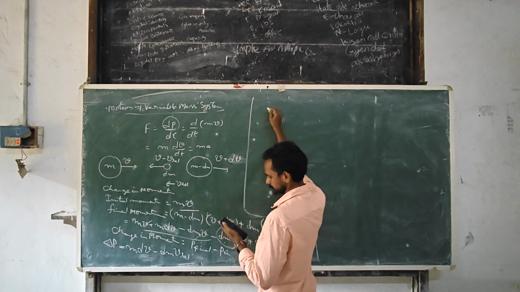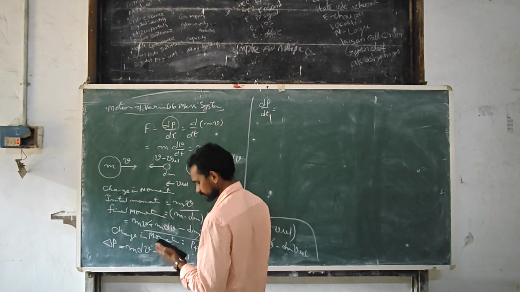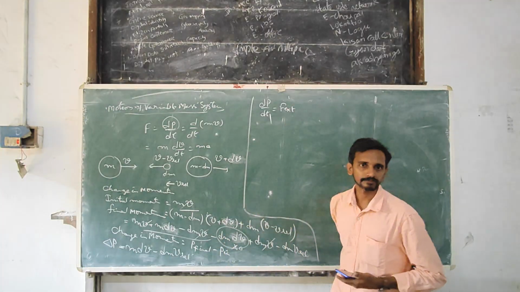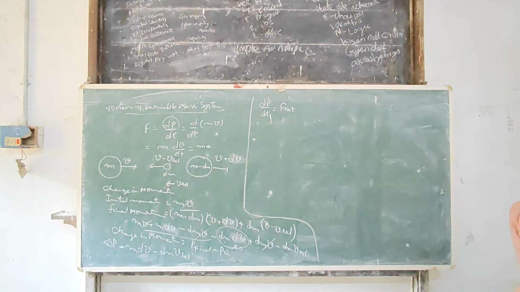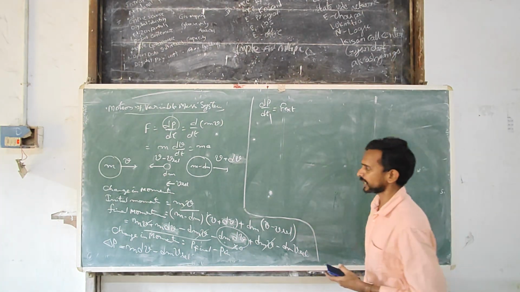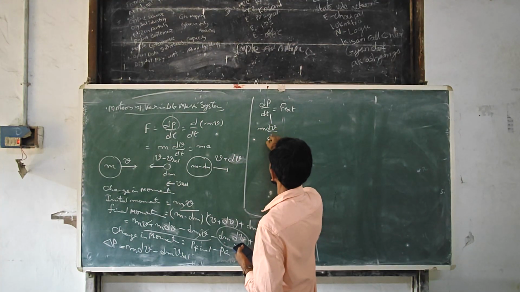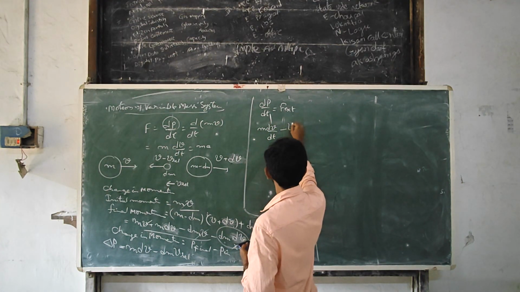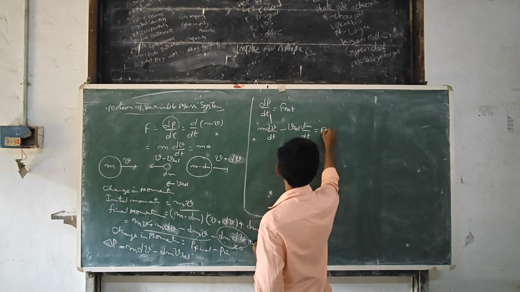So now I can apply Newton's laws of motion. What is that? dp by dt is equal to the external force, if there is any external force. This change should be equal to that. So m dv by dt minus v relative times dm by dt is equal to f external.